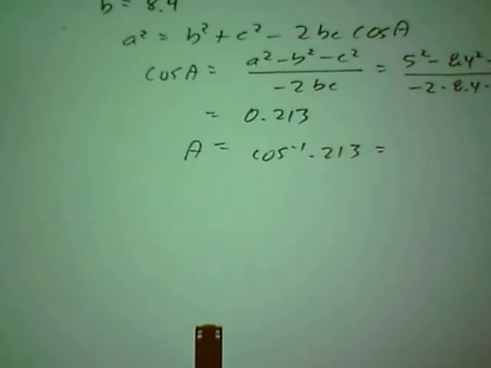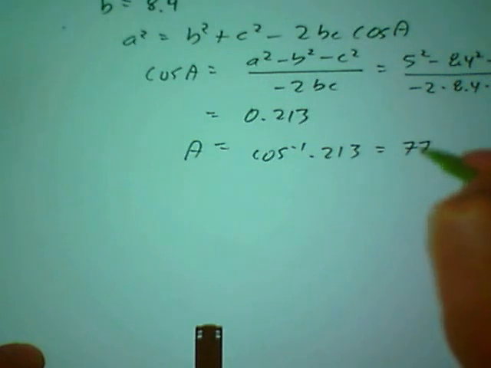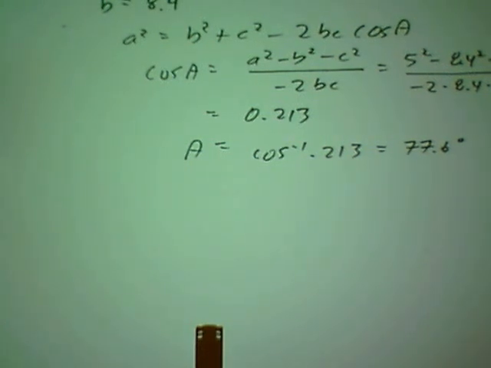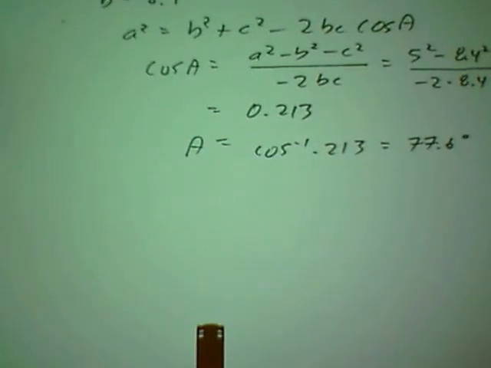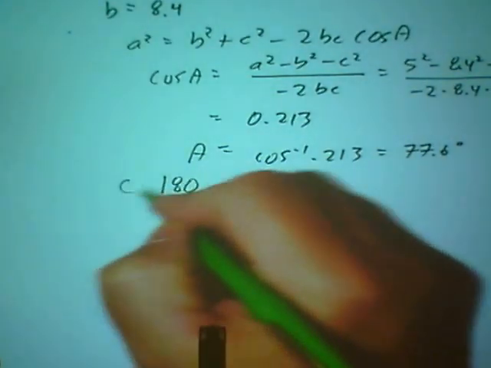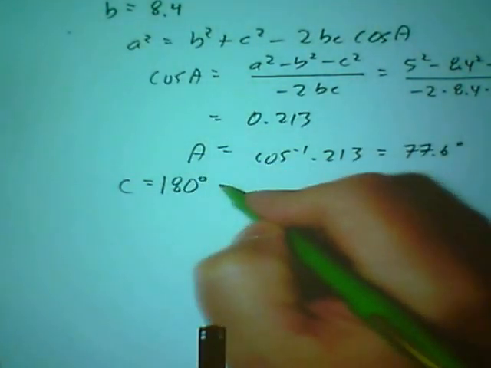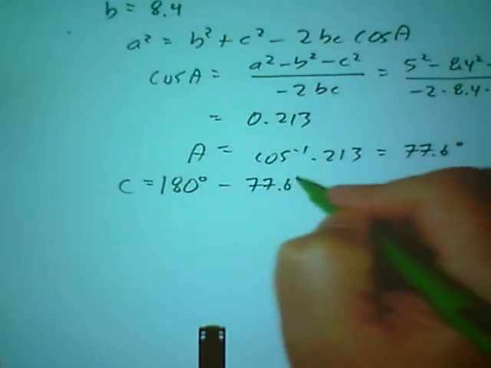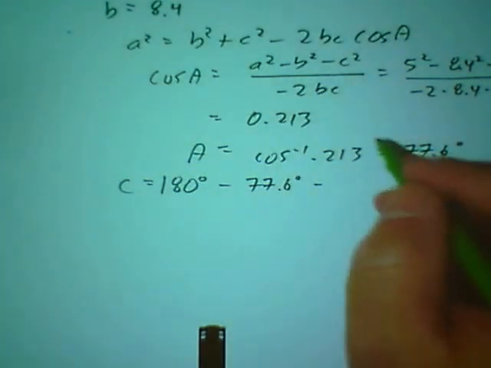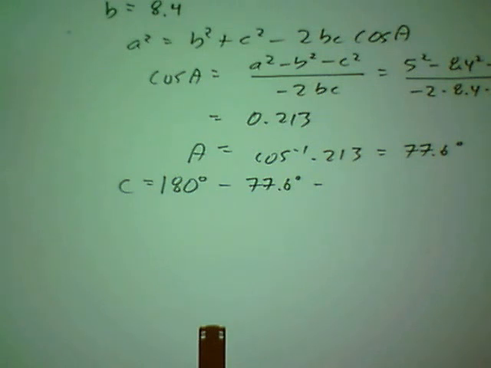Hope I didn't make any math errors, but now once I have angle A at 77.6, then I can simply say angle C is 180 degrees minus angle A minus angle B. And I'm worried because I must have made a math error in here.